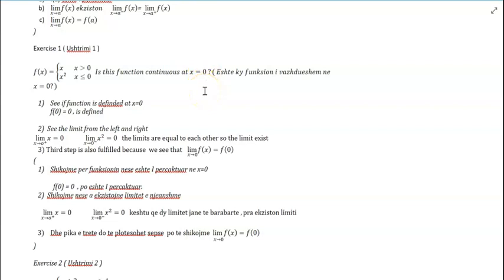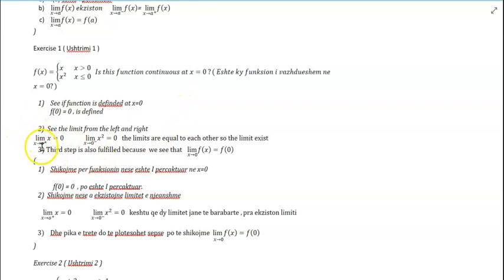Okay, we have to do the three-step continuity test. For the first, to see if the function is defined at x equal to 0. Well, f of 0 is equal to 0 if we put the value of 0 in x squared, and that is defined. On the second step, we see the limit from the left and from the right.